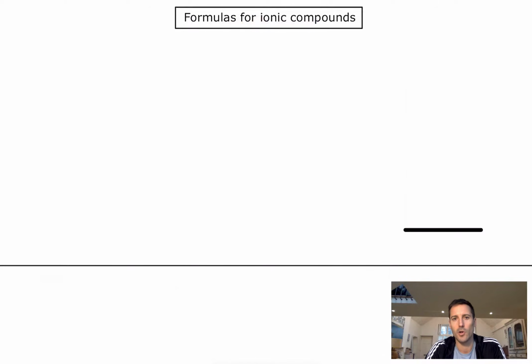In this video, we're going to have a look at how to write formulas for ionic compounds. And specifically, we're going to look at binary ionic compounds. What does binary mean? It simply means there's only two elements involved in my compound.